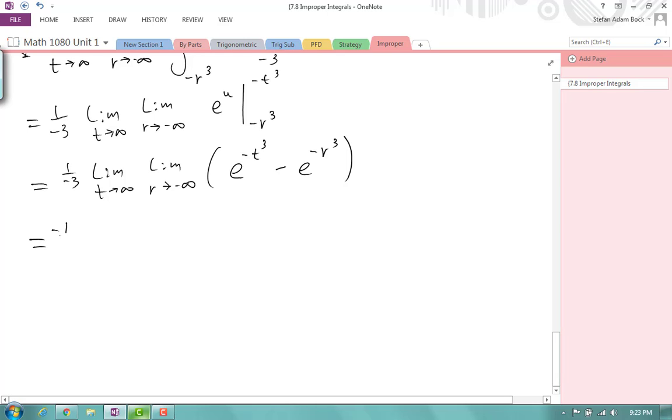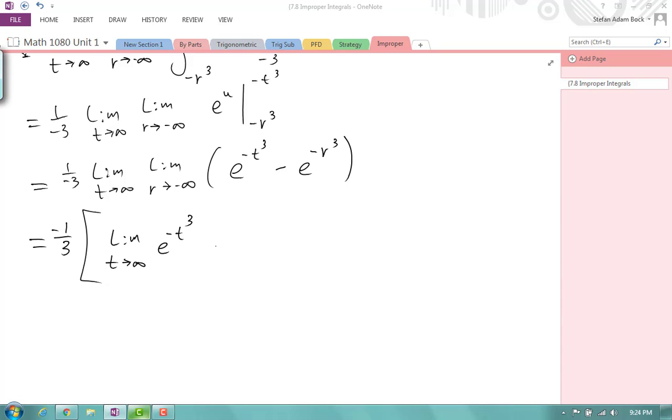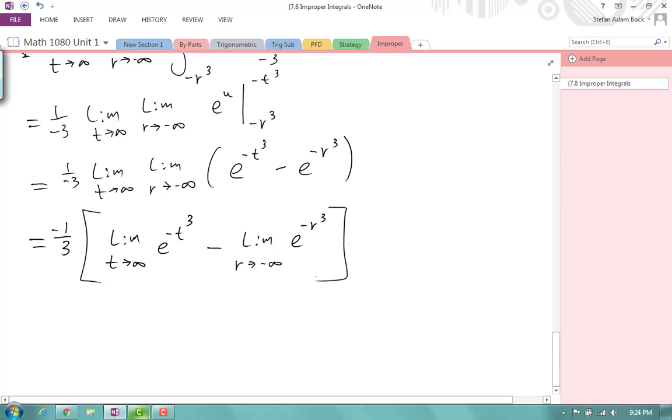So of negative 1/3, the limit as t goes to infinity of e to the minus t cubed. There aren't any r's on it, so that limit doesn't affect this part. Minus the limit as r goes to minus infinity of e to the minus r cubed. And t isn't in this part, so that limit doesn't affect that term. So as t goes to infinity, this goes to e to the negative infinity, so this one is equal to 0.